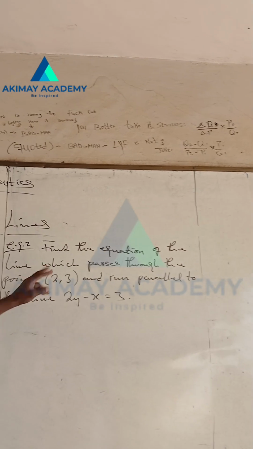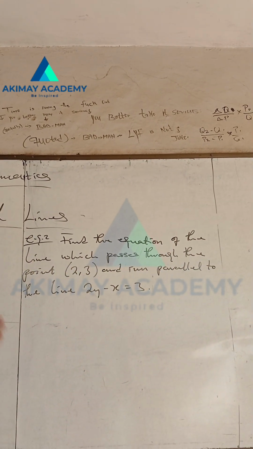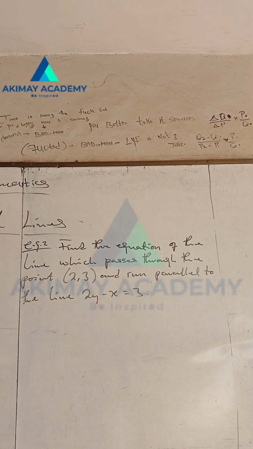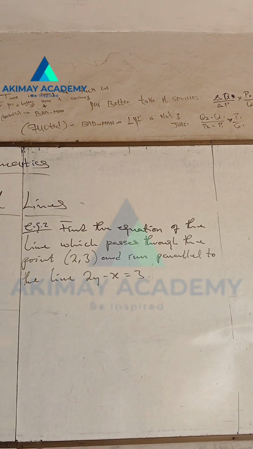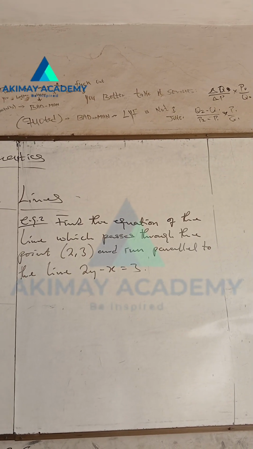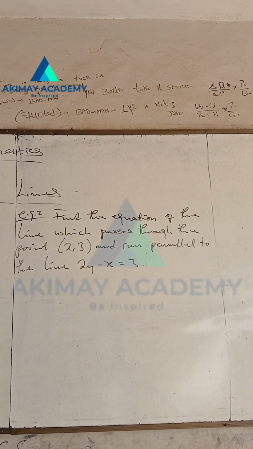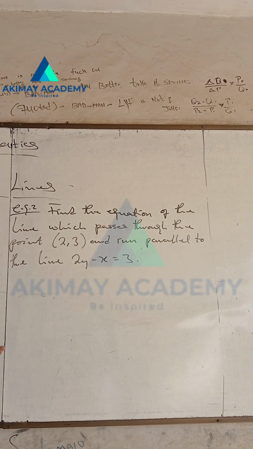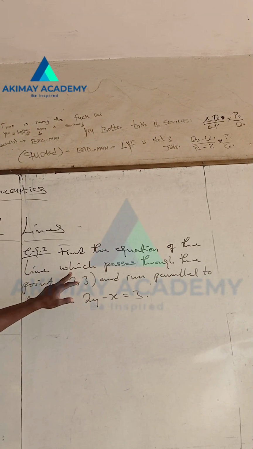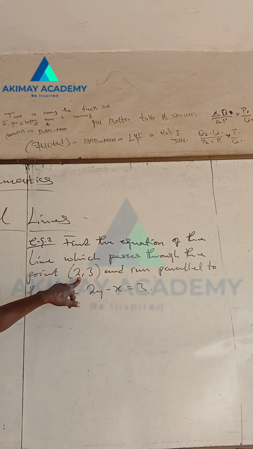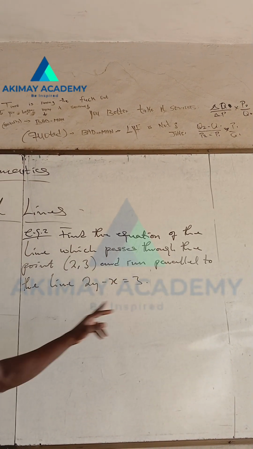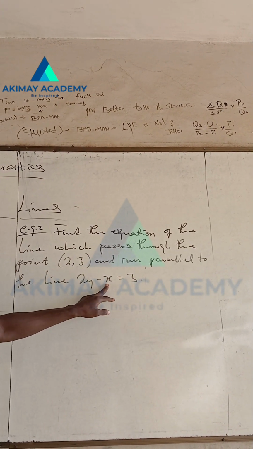Now, we know that for me to find the equation of a line, as we stated when we were dealing with equation of a straight line, we need either 2 points on the line, or a point and a gradient. Then we can find the equation of that particular straight line. So here they said we should find the equation of the line which passes through this point. Okay? So they have given us the point. And runs parallel to the line 2y minus x equals 3.